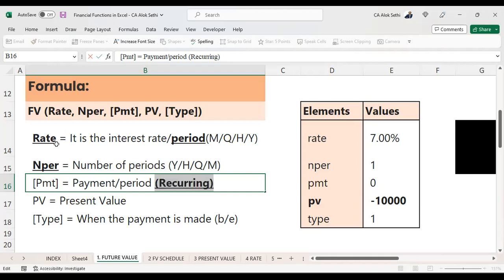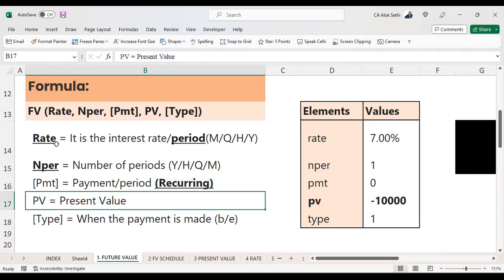You can make these changes in your Excel also if you want, or you can note it down in your diary, because the best way to learn is to write things. If you just listen, you will forget. You might not get a chance to revise things, but if you write, you will remember it forever. Present value is today's value.